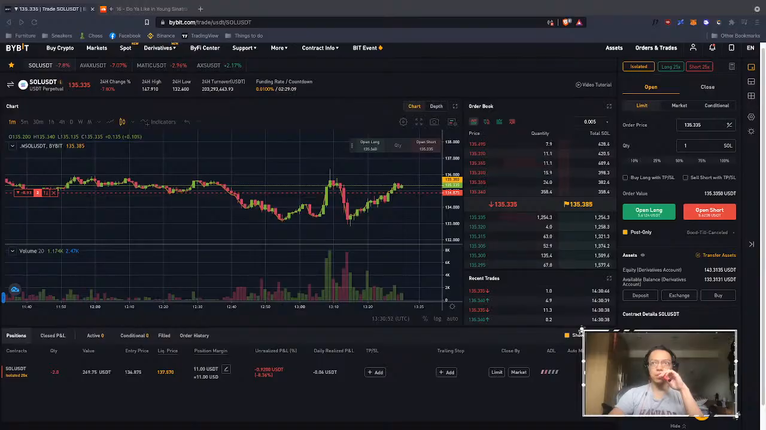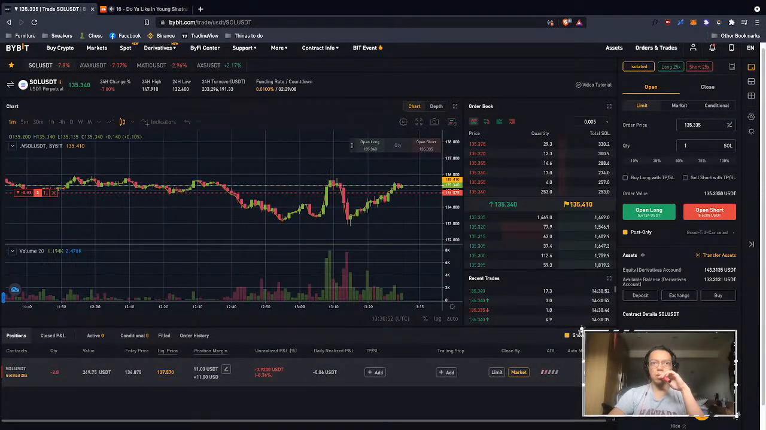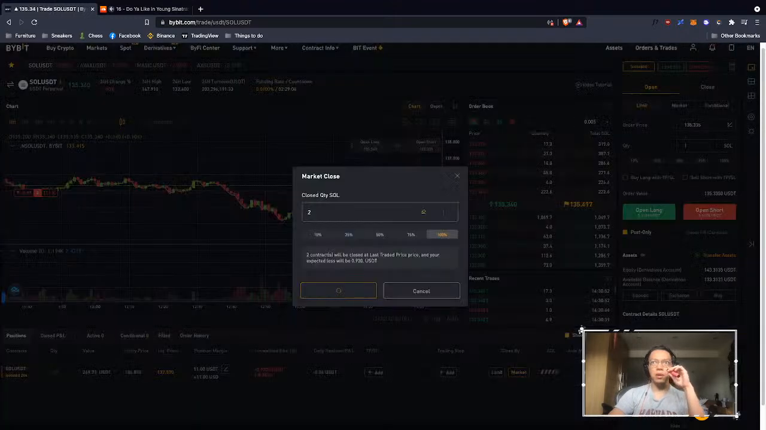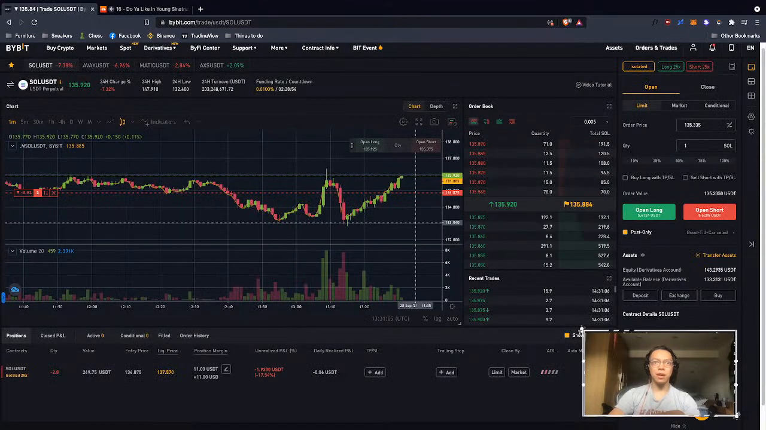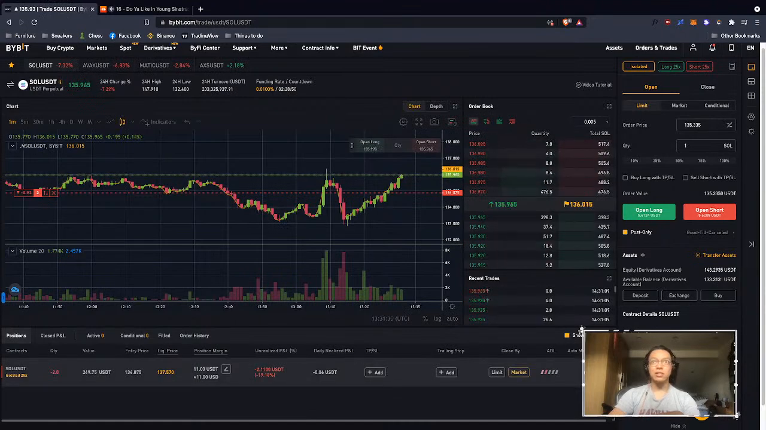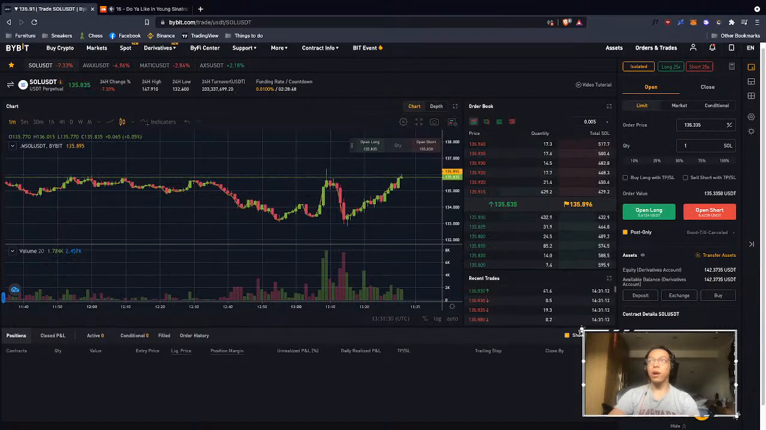That's not good. If we can mark it out, because it just pumped. Of course it's gonna take its bloody time to close. It didn't even close at market. That's actually quite annoying. It's taking its bloody time.